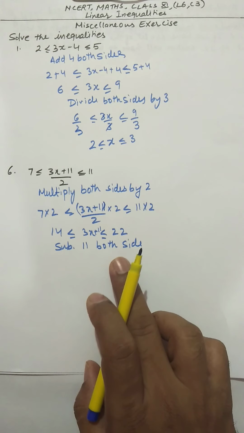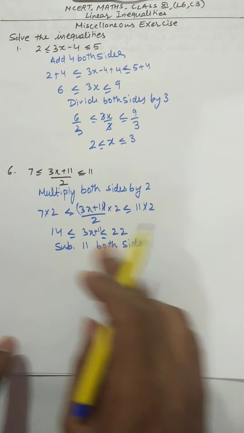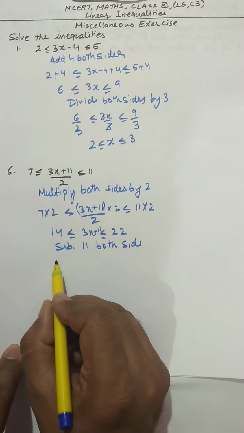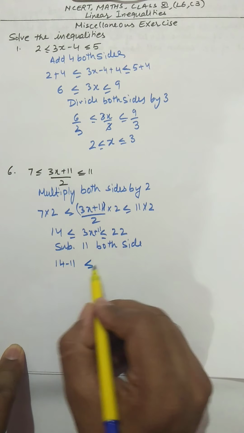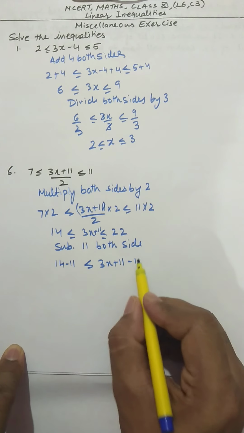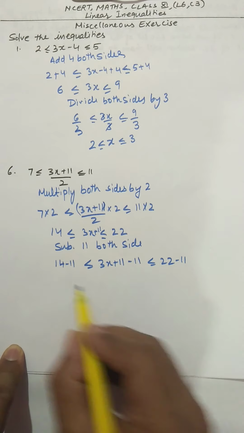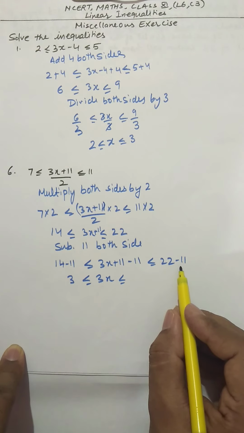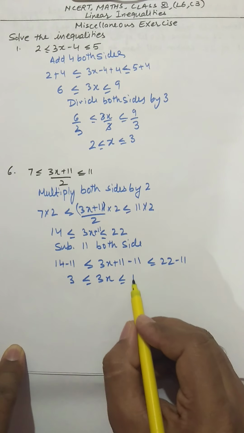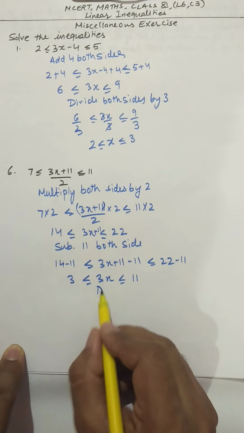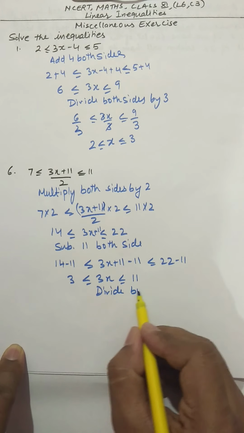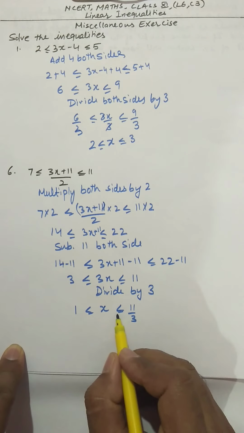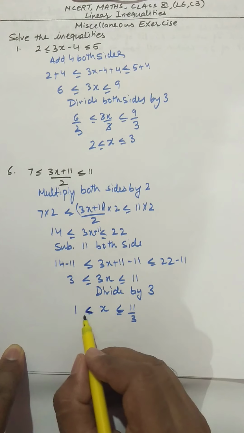These steps are not mandatory to write always. You can skip this thing, but you have to keep in mind the rules of inequality. So 14 minus 11, this is 3x plus 11 minus 11, this is 22 minus 11. So this is 3, this is 3x, and this is 11. So now you divide both side by 3. So this is going to be 1, this is going to be x, and this is going to be 11 by 3. So this is our final answer.